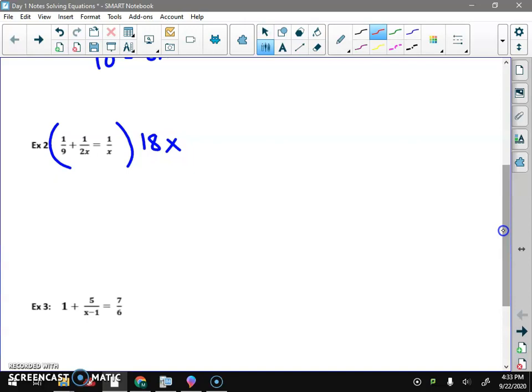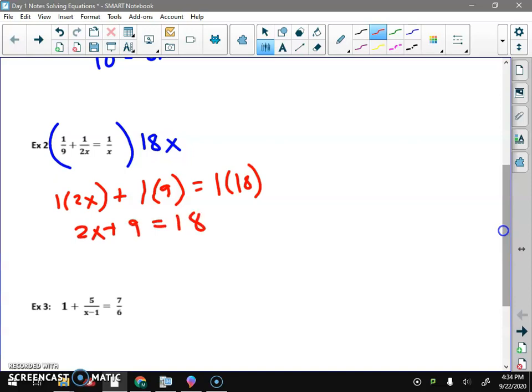The 9 and the 18x cancel, and I get 1 times 2x plus 1. The 2x and the 18x cancel, I get a 9 equals. The x and the 18 cancel, I get a 1 times 18. Lots of 1s. 2x plus 9 equals 18. Look what I did. Turned it into an Algebra 1 equation. Pretty dang simple. 2x equals 9, x equals 4.5. If you get equations that are decimals or fractions, that's normal, folks. Don't be intimidated by that in the least.